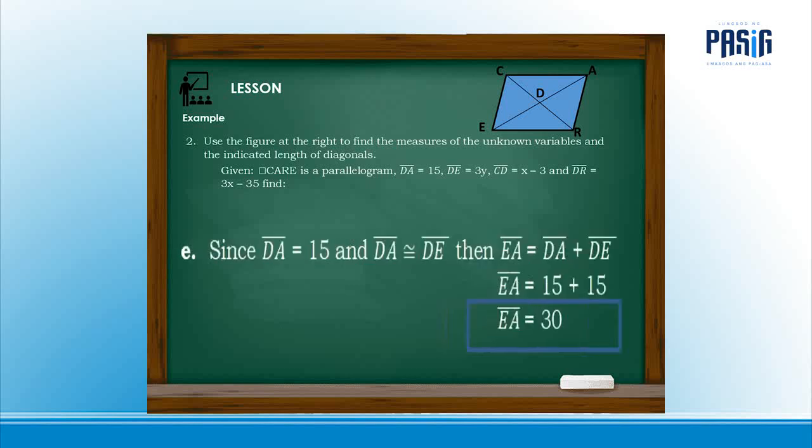Now, let us solve for the value of diagonal EA. Since side DA is equal to 15 and side DA is congruent to side DE, then diagonal EA will be equal to the sum of side DA and side DE. By substituting the value of side DA and side DE, diagonal EA is equal to 15 plus 15. Therefore, diagonal EA is equal to 30.